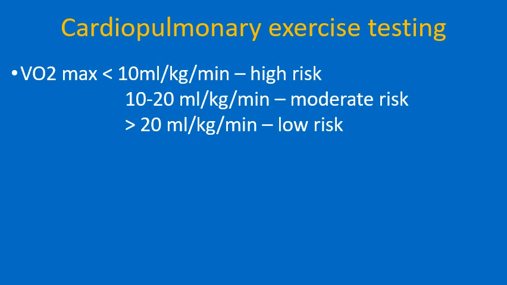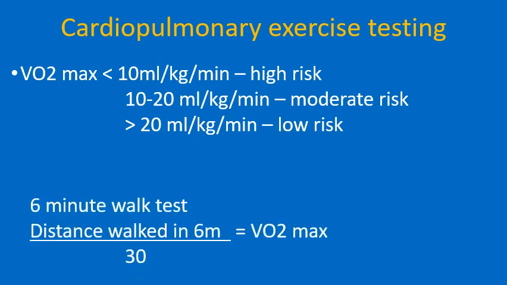How do we calculate this VO2 max? In cardiopulmonary exercise testing, machine-derived calculations will be there, and in the case of the 6-minute walk test, a very simple calculation is there. In the 6-minute walk test, the distance walked by the patient in 6 minutes divided by 30 gives the VO2 max. For example, the patient walks around 600 meters in 6 minutes. 600 divided by 30 is equal to 20. So 20 ml per kg per minute will be the VO2 max in the patient.